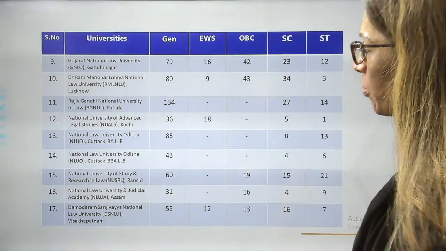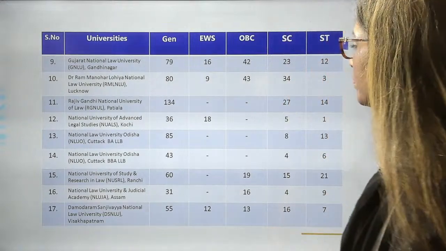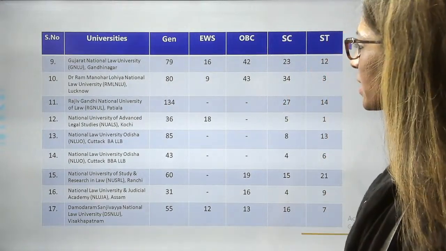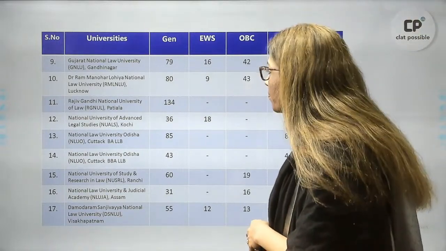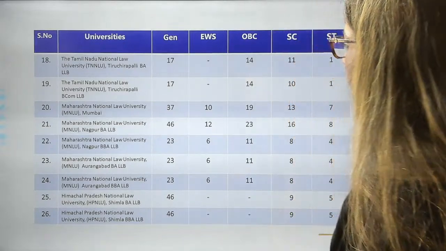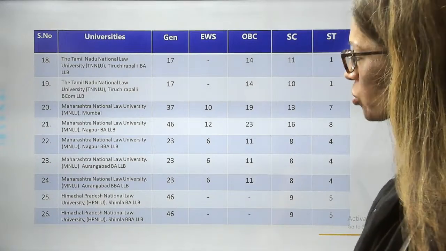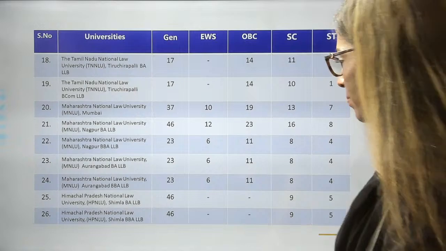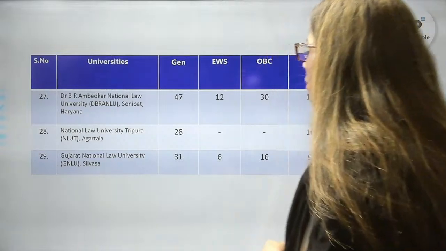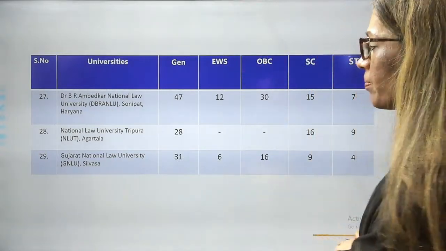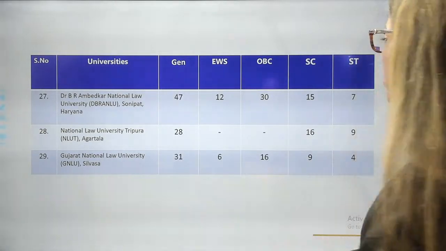Then you have EWS in Patiala, Gandhinagar and Visakhapatnam. The OBC category is missing in Patiala, Kochi, Odisha for both the courses. Then you have EWS in Maharashtra, which is the Mumbai Law School, the Nagpur Law School, right? Aurangabad as well. And the state OBC is there. There is also Sonipat and Silvassa that have 6 and 12 seats respectively for EWS.